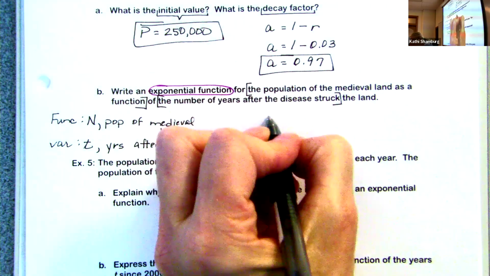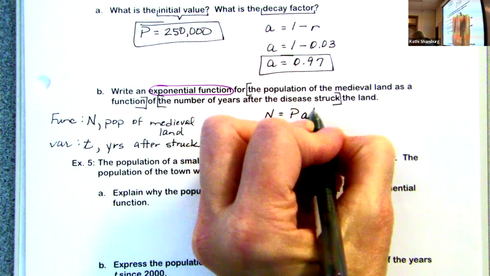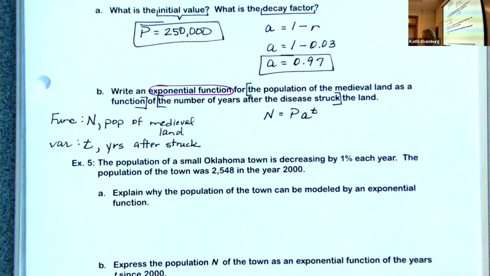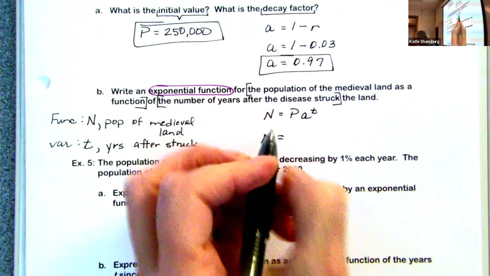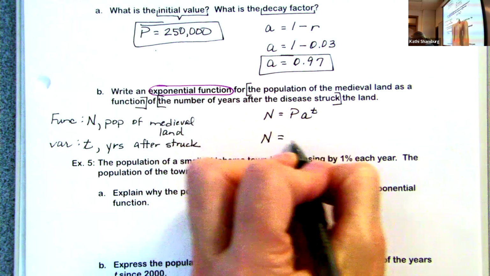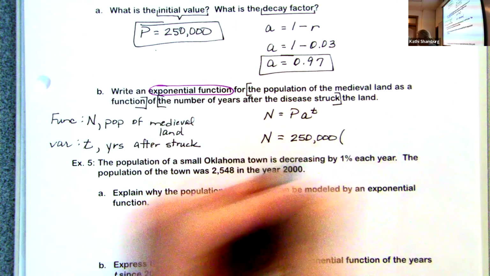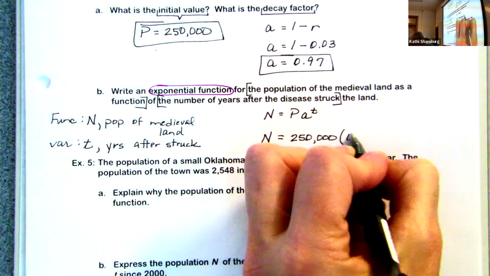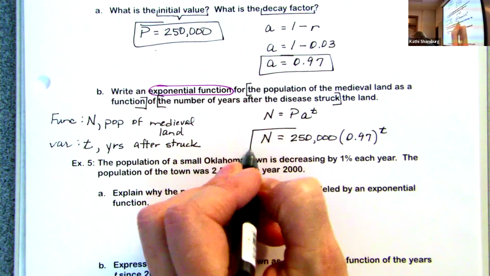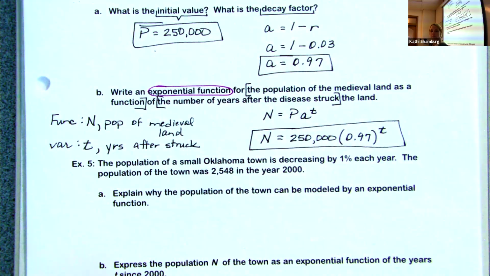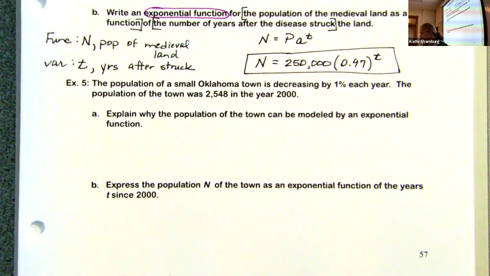So we're going to use the model N equals P times A raised to the T power. So N is my function, so I leave it as N. P we found in part A is 250,000. A is your decay factor, which is 0.97, and we raise that to the variable T. So that would be the exponential equation model for this particular problem.